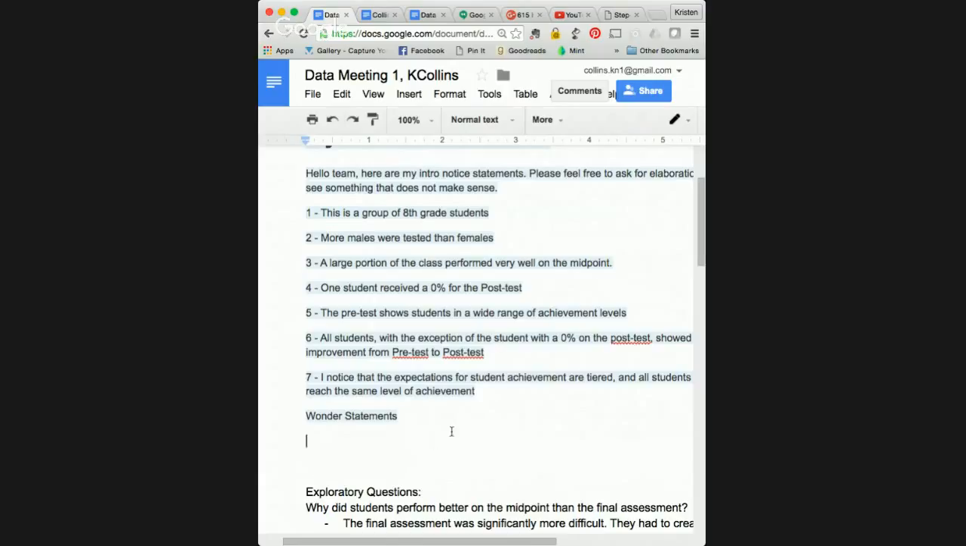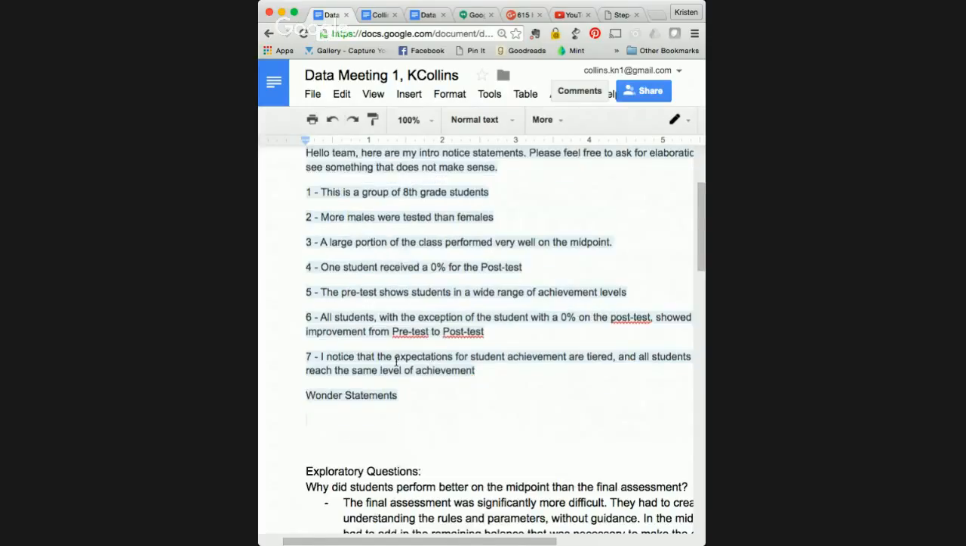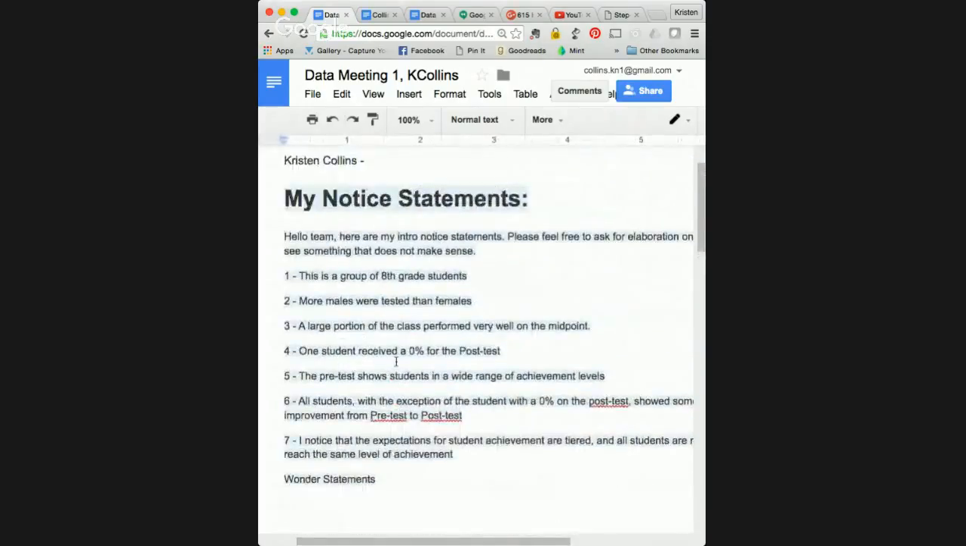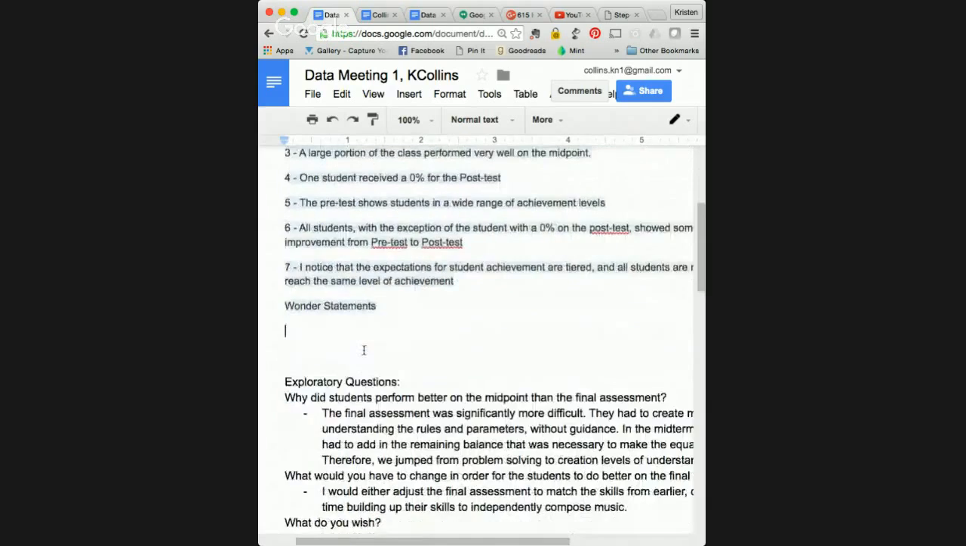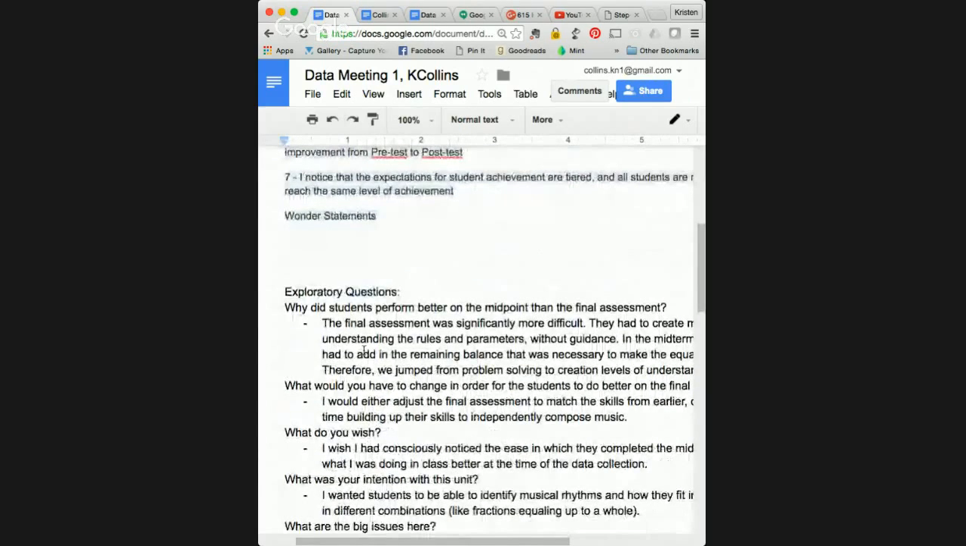And I noticed that the expectations for the student achievement are tiered. And I can be happy that all of the students improved, but they didn't improve to the level I needed in the tiered statement. So that's kind of something to have some concerns about.